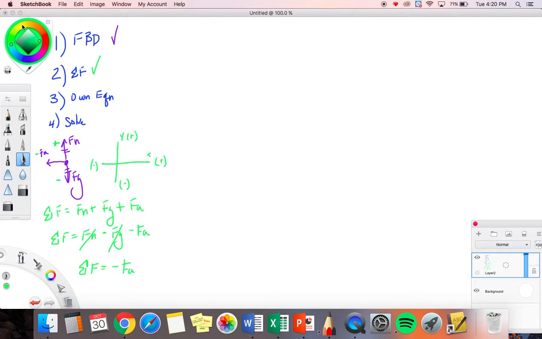Now let's figure out how to solve for our own equation. Our own equation is really, really simple, and this is where Newton's second law comes in. Net force is equal to the mass multiplied by the acceleration of the object. But here we have solved that the net force is equal to the negative force applied. So I write net force is equal to negative force applied, and I have a very simple substitution. Negative force applied is equal to mass multiplied by acceleration.